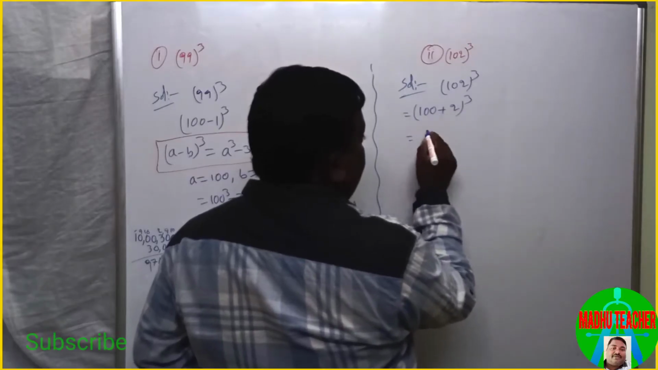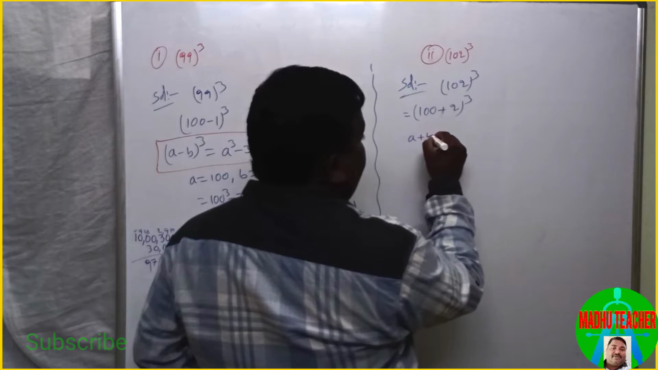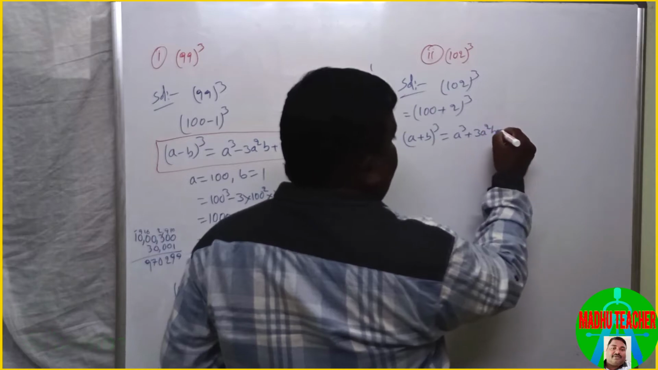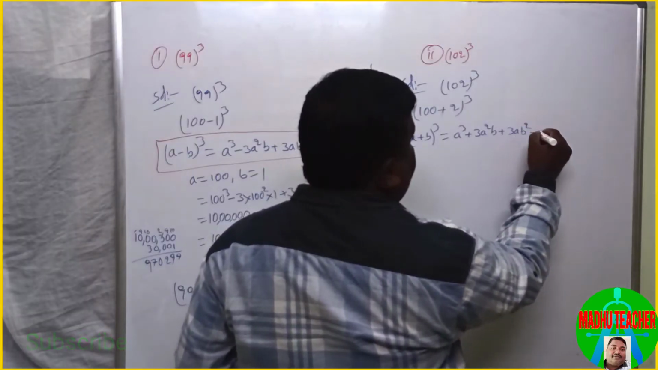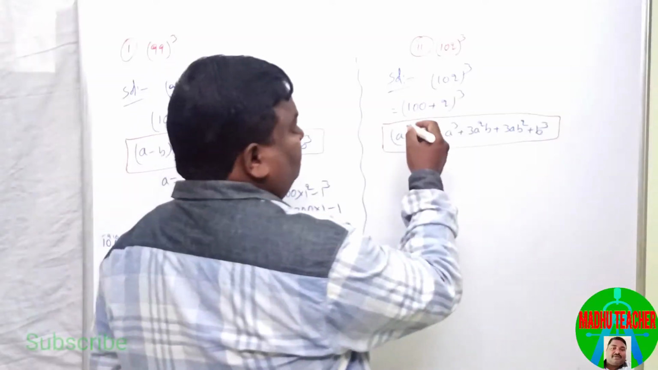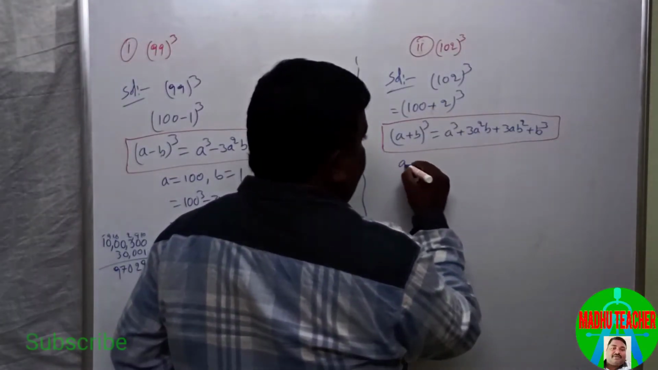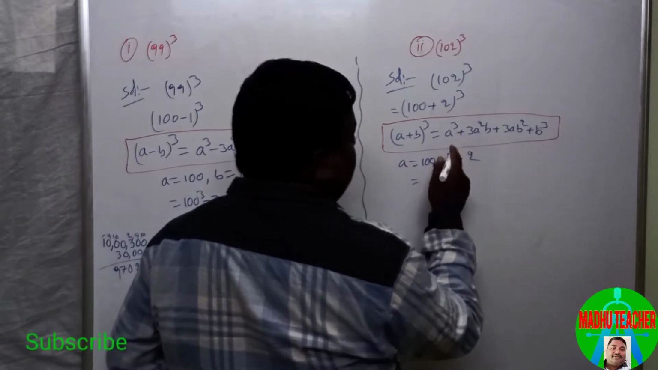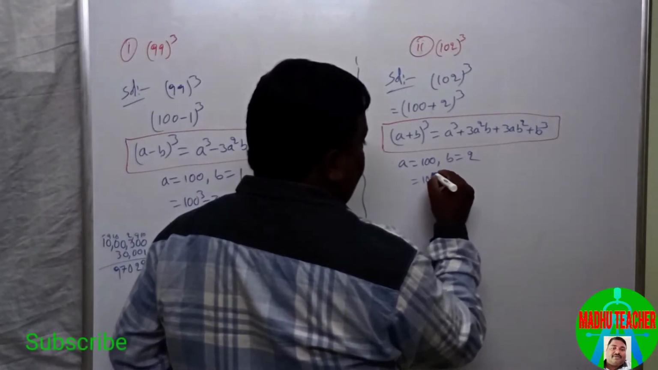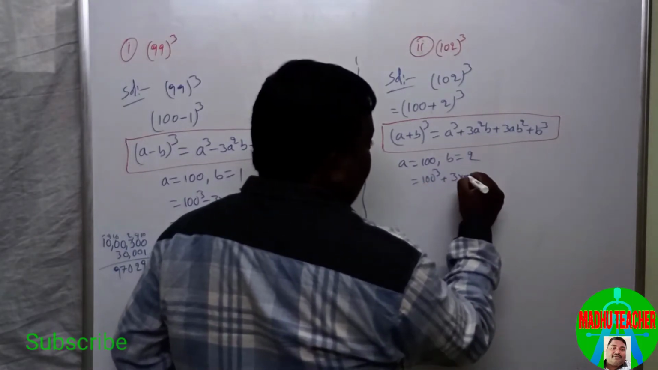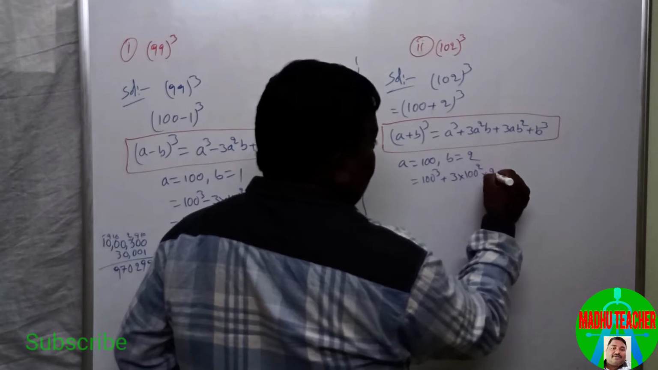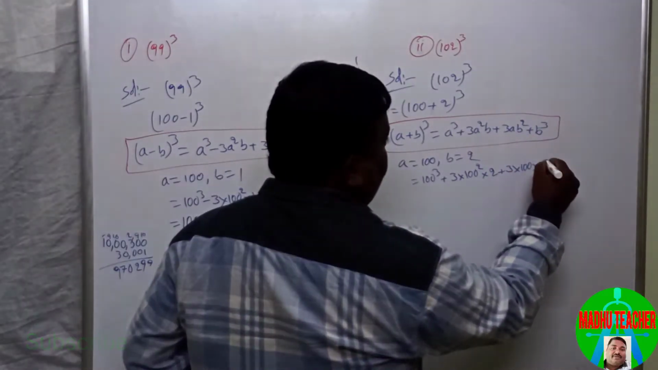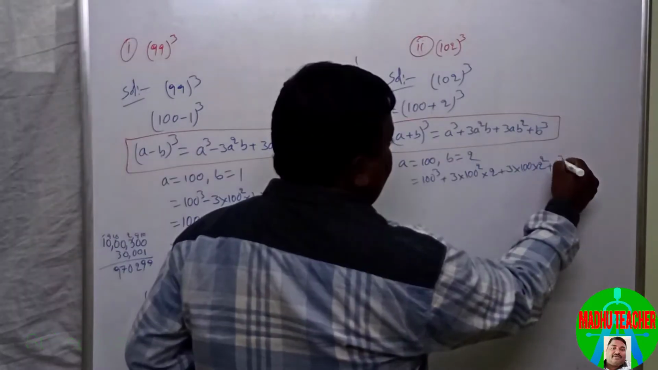So that equals, it is in the form of (a plus b) whole cube. That equals a cube plus 3a square b plus 3ab square plus b cube. By comparing these two, we have a equal to 100 and b equal to 2. So by substituting these values at right side, a cube, 100 cube, plus 3 into a square, 100 square, into b, which is 2, plus 3 into a, 100, into b square, 2 square, plus b cube, 2 cube.